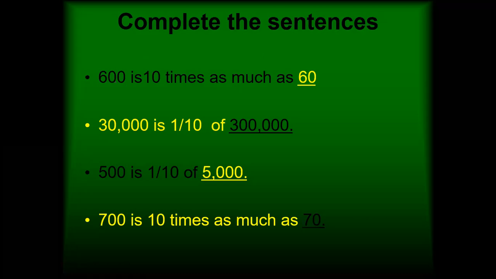Now this is just a small exercise which is given in your book also. 600 is 10 times as much as 60. Now 30,000 is 1/10 of which number? 30,000 is 1/10 of 300,000. You have to go one place to the left. Now 500 is 1/10 of which number? Again, one place to the left, which is 5,000. And 700 is 10 times which number? 70. So when you do the exercise, you will be able to understand it better.